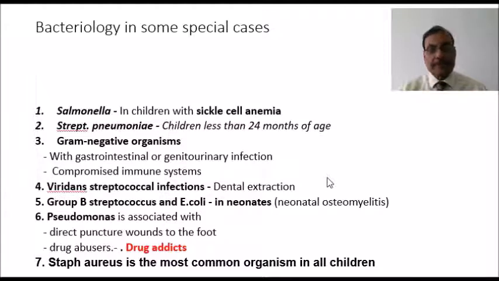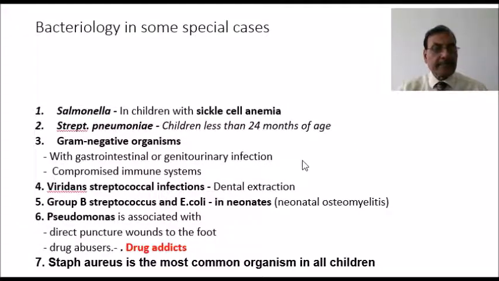Let us see the bacteriology. What are the types of bacteria which are going to infect the bone? Remember this point here: Staphylococcus remains the most common organism in all age groups, including children. But there are certain conditions where other bacteria start becoming commoner. Say, for example, Salmonella. It is common in sickle cell anemia. Streptococcus pneumoniae is common in children less than 24 months, or 2 years of age.